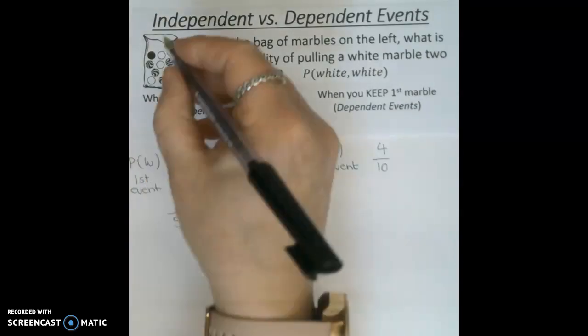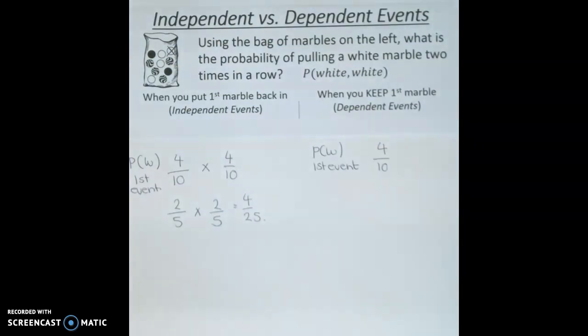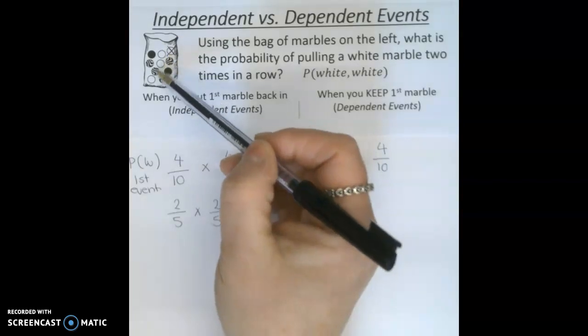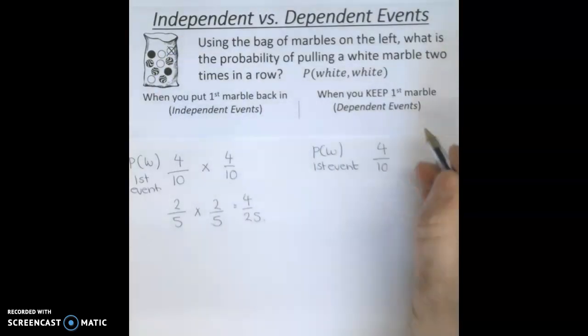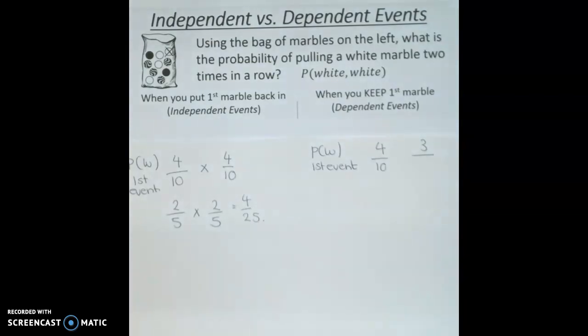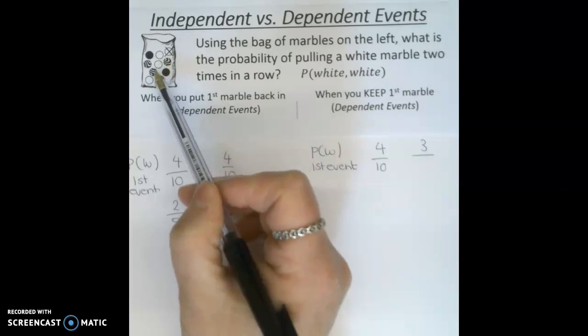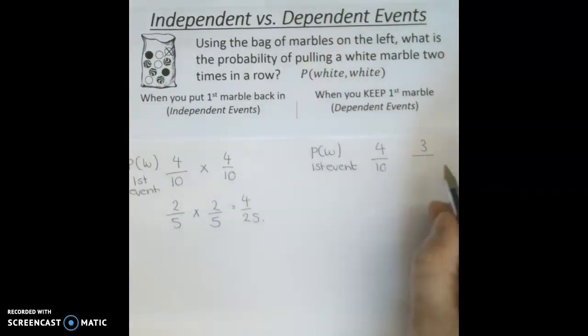So that's the same. But then this is where it changes, because we're not going to put this marble back. We're going to keep this marble. So let's cross that off. Let's cross one white marble off because we've taken one out. So now, what is the probability of picking out a second white marble? Well, this time we've only got 3 to choose from. We've only got 3 white marbles. And we've only got 1, 2, 3, 4, 5, 6, 7, 8, 9 marbles in the bag.